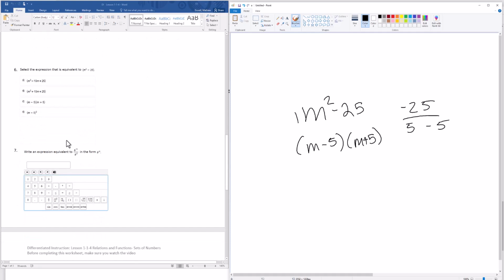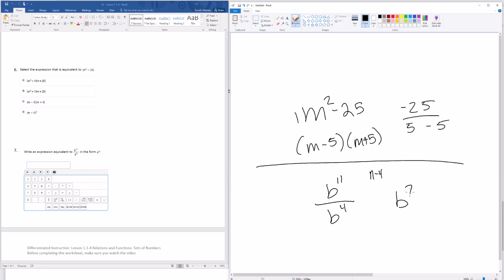And then this last one, it says write an expression equivalent to this. So that means we just need to simplify it. So b to the 11th over b to the 4th. Because we're dividing, we subtract those powers. So 11 minus 4, that's going to give me b to the 7th.